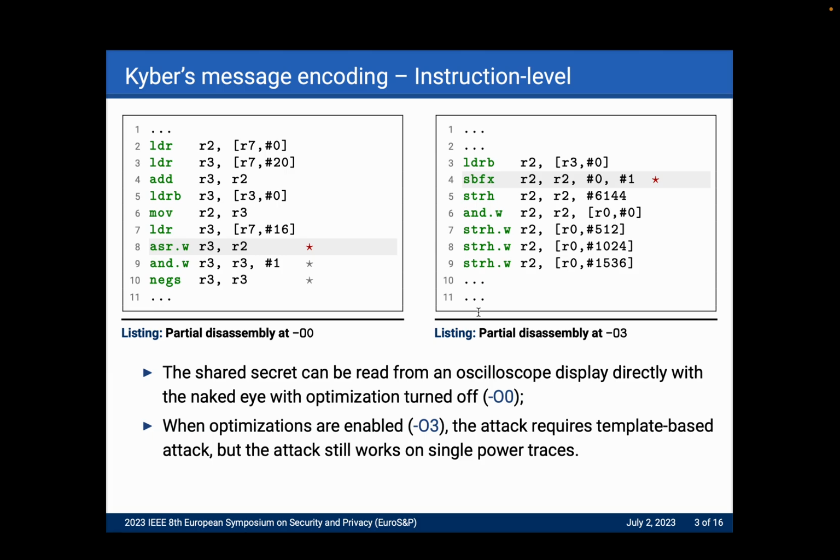Here you can see the partial disassemblies of the same code, compiled with no optimization and with optimization. The red star symbol indicates that the instruction is a point of interest for an attacker. On the left, in lines 8, 9, 10, we have destination register R3, which is vulnerable. On the right, in line 4, destination register R2, which is also vulnerable, because it takes either all ones or all zeros. When optimization is turned off, the shared secret can be read from an oscilloscope display directly with the naked eye. In the optimized code, the attacker needs to profile the exact location of execution. So, all in all, our tool is able to detect and quantify such vulnerabilities over disassemblies.